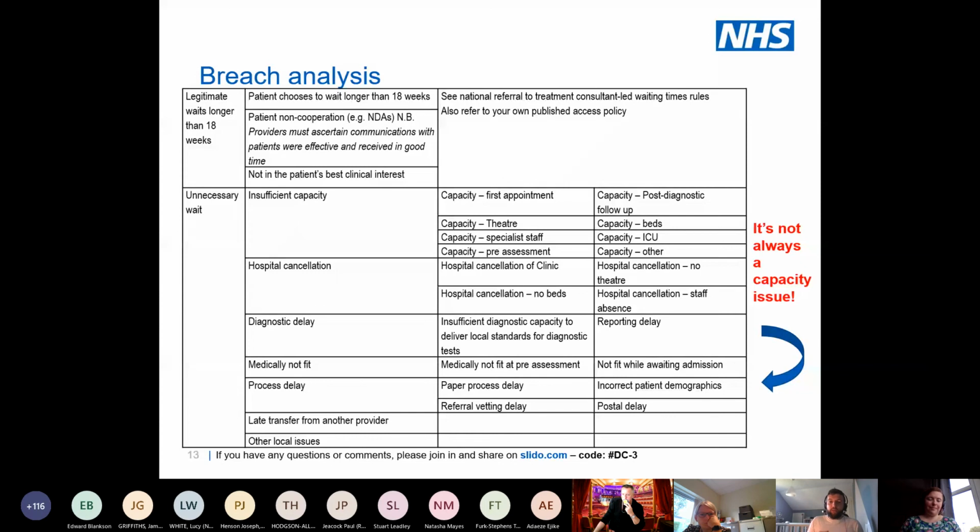So the temptation can be to jump straight into, we've got a problem, it's a demand and capacity problem. Let's go and do a whole project of demand and capacity modeling. And actually, it might not be the case that that is the biggest blocker or the biggest problem that you have. So what we'll talk about in a second is identifying if it is a demand and capacity problem.